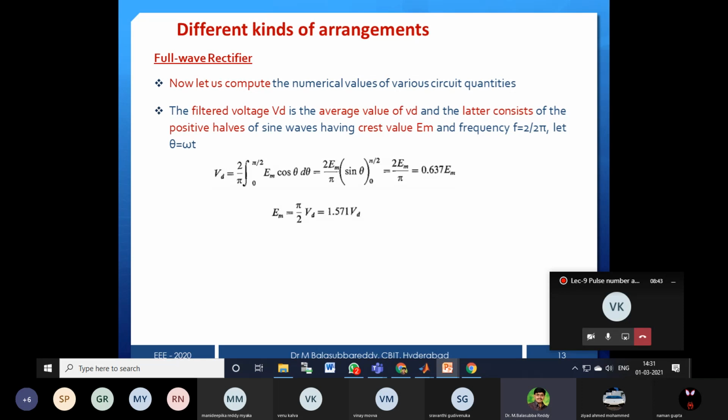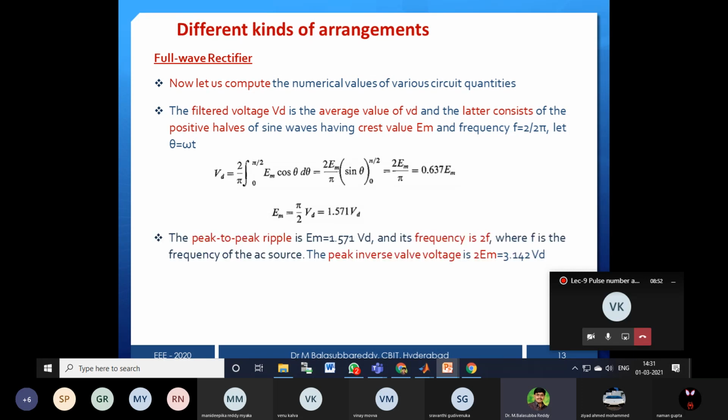For full wave, our expression: EM you will get as 1.571 VD, and output voltage is 0.637 EM. To find valve rating, what we require is the peak inverse voltage as well as the average current. The rating of the valve is equal to the peak inverse voltage into average current rating. That is the actual valve rating.